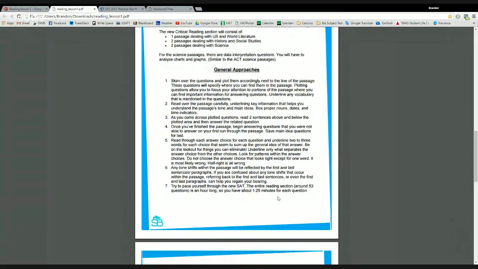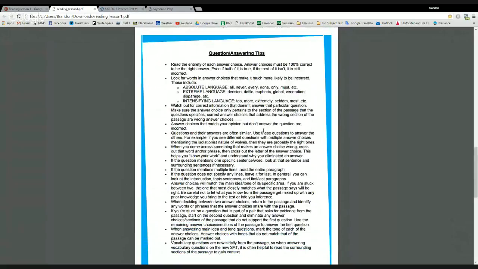So now we're going to move on to the question and answering tips. First things first, you want to read the entirety of each answer choice. The answer choice must be 100% correct to be the right answer choice. Even if half is true, if the other half isn't, then it's still wrong. So like I said earlier, half wrong is all wrong. Half right is all wrong still, because one word can change the whole meaning of an answer choice. So make sure every word in the answer choice is correct to make the whole thing correct.